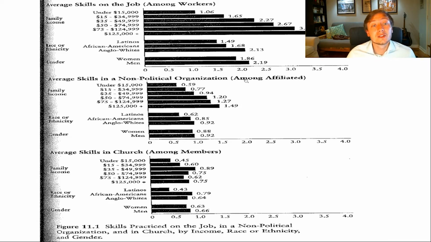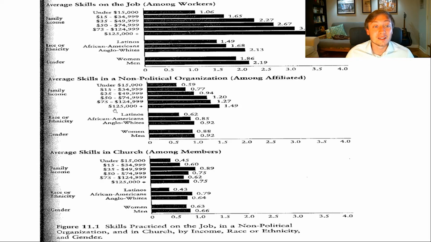Interestingly, though, there's a couple of other places besides the job where you can get some civic skills. One is non-political organizations. So basically these civil society organizations like scouting, or any number of things, bowling leagues, right? Anyone who's read any Robert Putnam, like the famous book Bowling Alone, might think about this idea that you gain these civic skills in these non-political organizations.